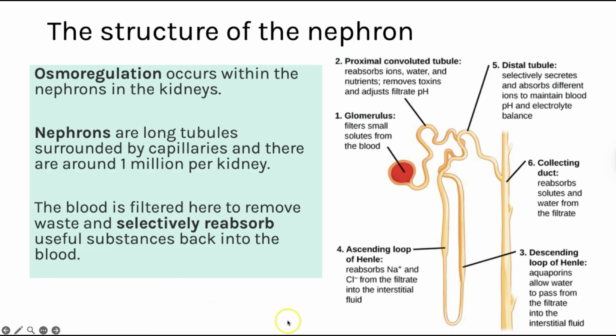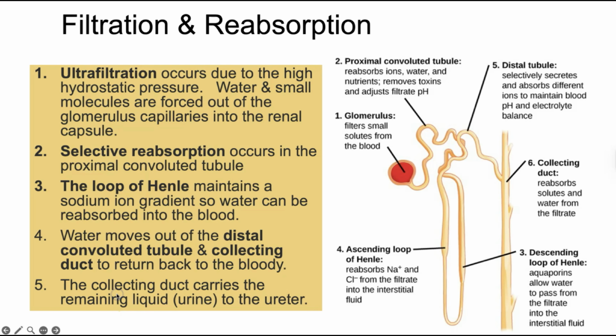So let's have a look at this nephron then. Osmoregulation occurs within the nephrons in the kidneys, and nephrons are these long tubules surrounded by capillaries, and there are around 1 million per kidney. The blood gets filtered here to remove waste and selectively reabsorb useful substances back into the blood.